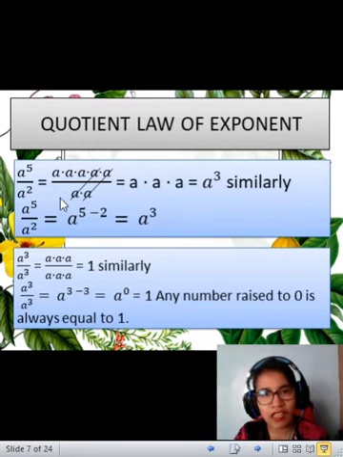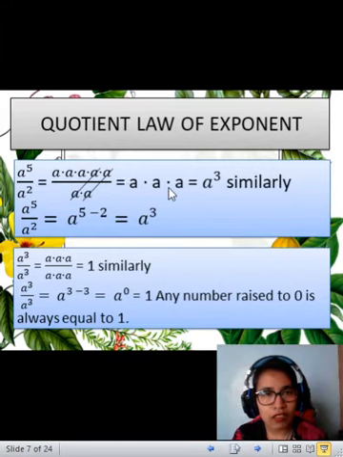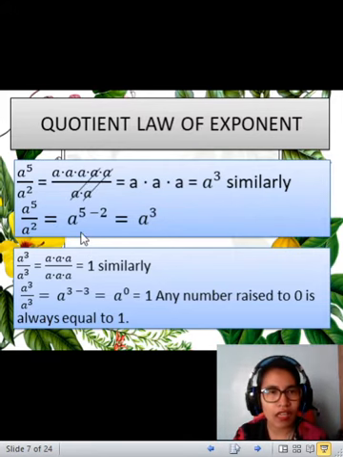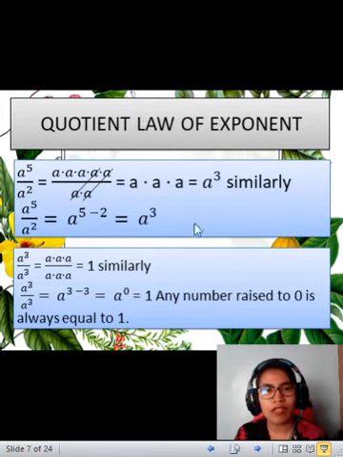Then you will cancel those that are similar. Then take a look at what will remain. So therefore, the remaining will be 3 a's on the above. So you will have a times a times a, or simply you can have a cubed. Then the simplest way to write it as a solution, it's the same with our product. Just put it as a raised to 5 minus 2, the difference is that it's subtraction now, is equal to a cubed. They will have the same answer.